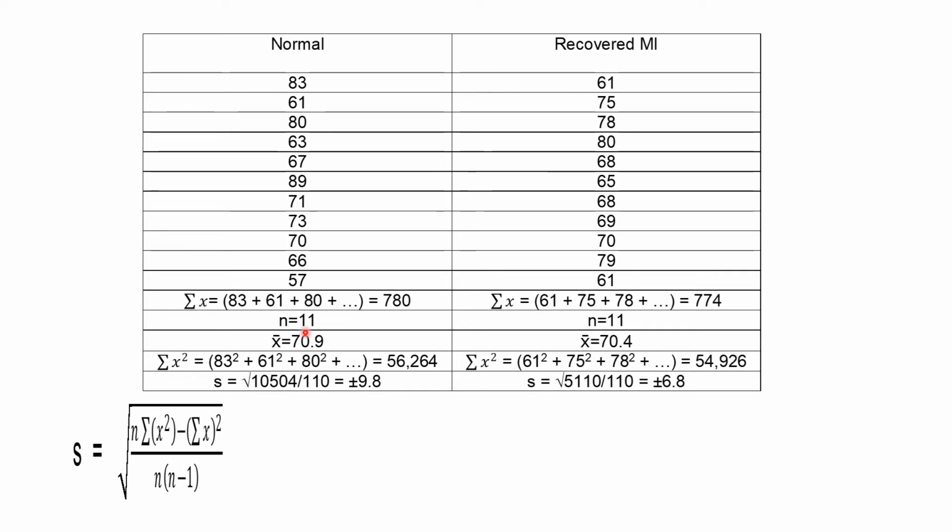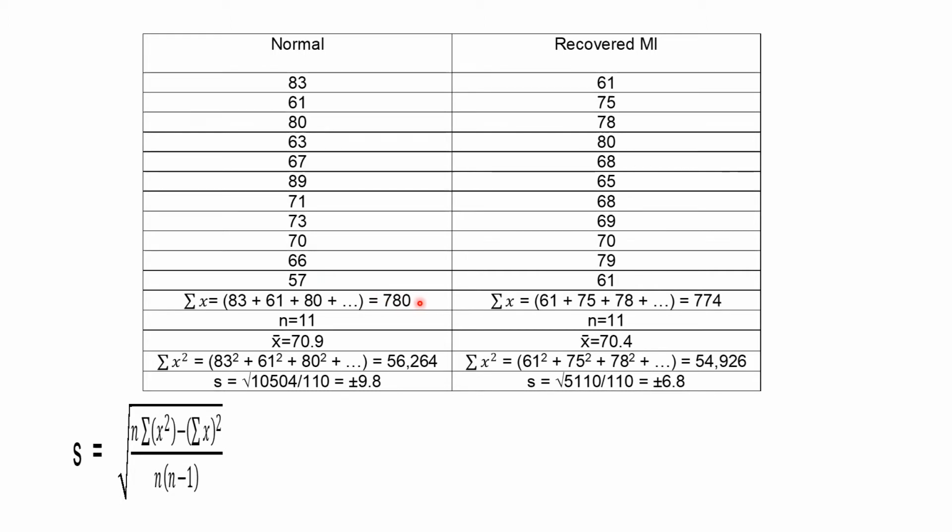To calculate the mean, first you want to sum up all of your data points. This symbol right here is summation. So you would sum up all of your data points. I would do 83 plus 61 plus 80, etc., and that should give you 780. Go ahead and try it out and see if you get the same numbers. Add up all of the numbers and it should give you 780.